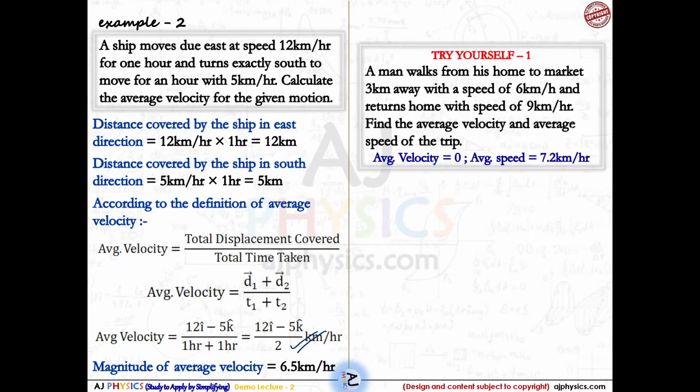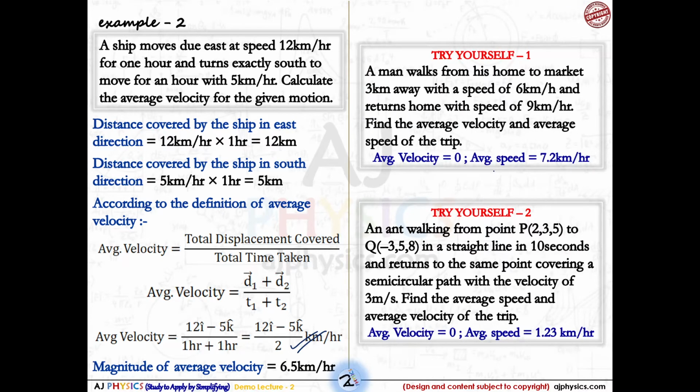Now I have some try yourself for you. You can try them at home and we can discuss the problems related with these two try yourself in the next session. Let me proceed further with the equations of motion.